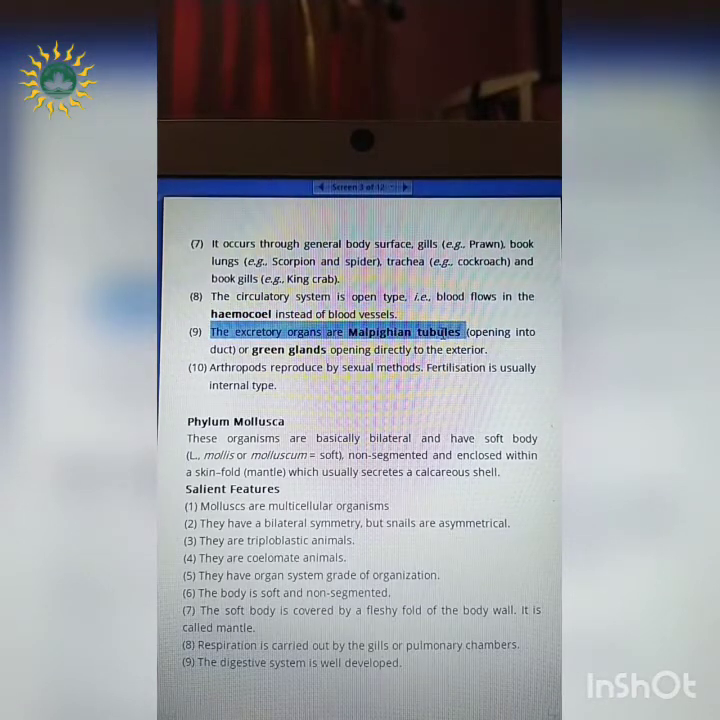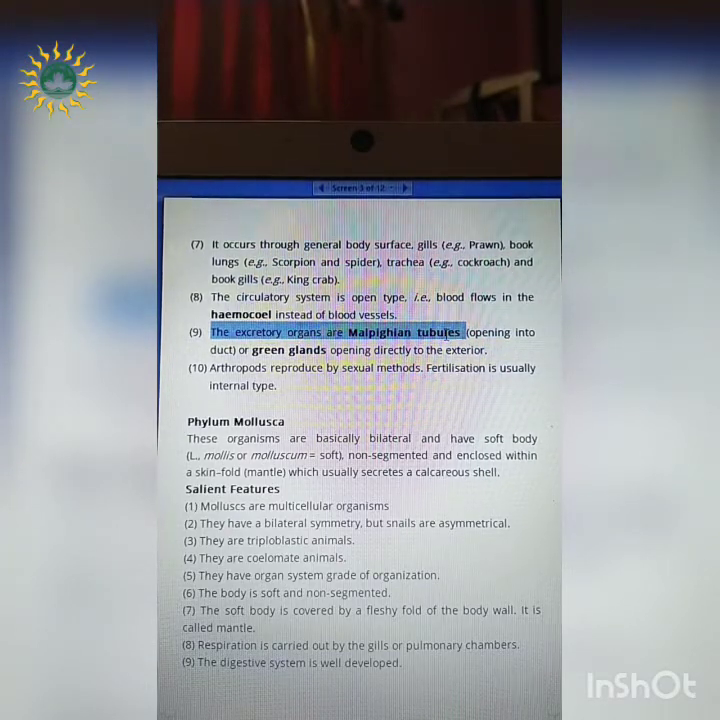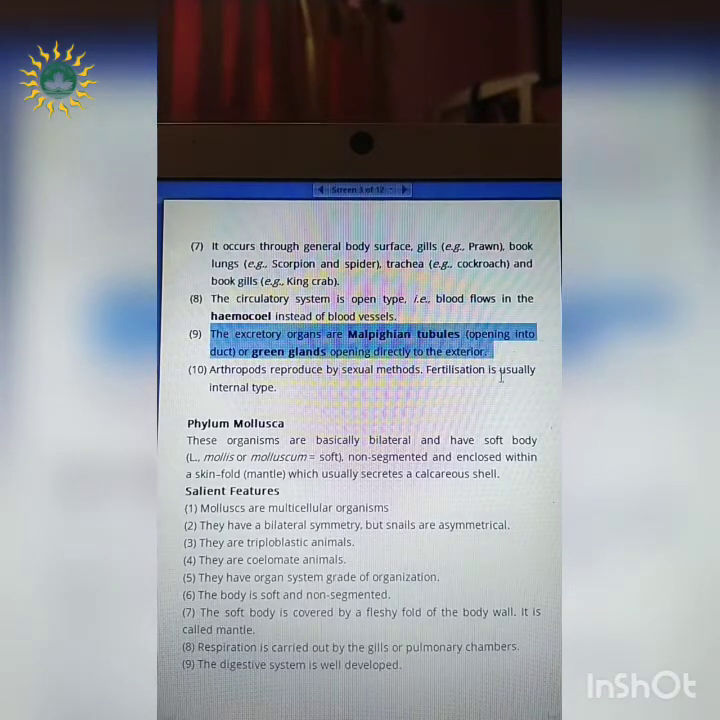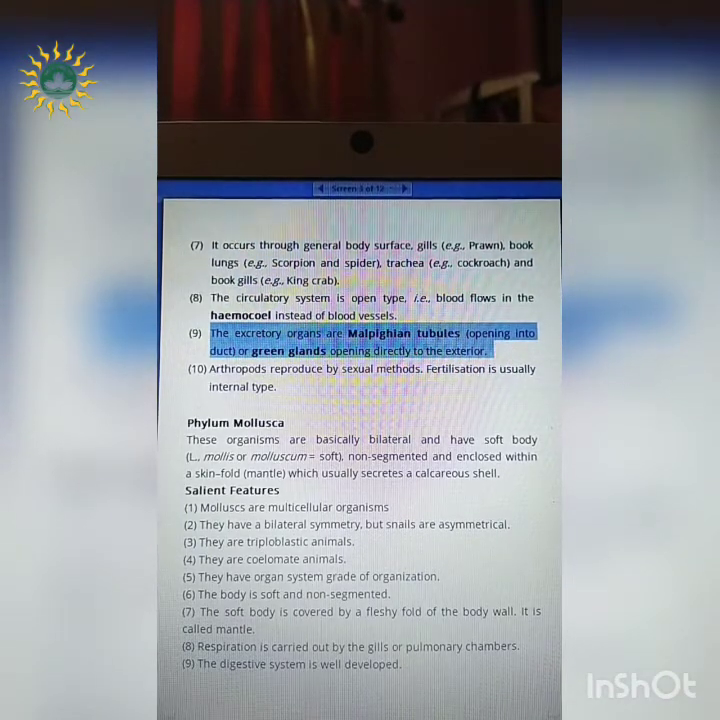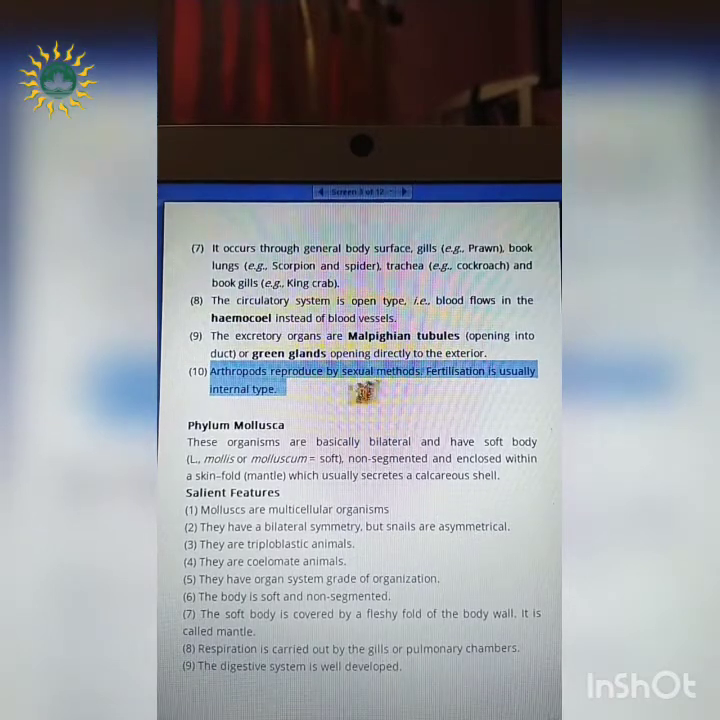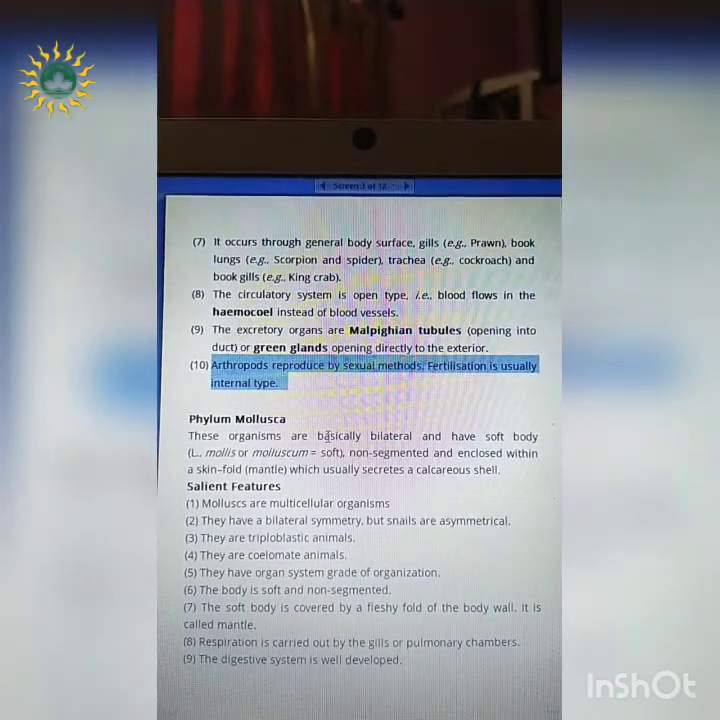So Malpighian tubules are present, through which the excretory process is taking place, or the green glands are also present, which help in the process of excretion. The arthropods reproduce by sexual methods, and fertilization is usually internal. So the sexual process is the only one taking place in reproduction.